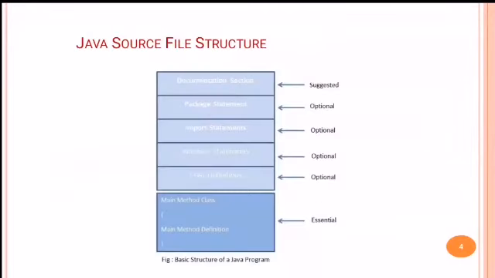These are the sections of a Java source file: documentation section, package statement, import statement, interface statement, class definition, and finally the main method class. Among these sections, the main method class is very essential. The documentation section is the suggested one. The other sections are optional.